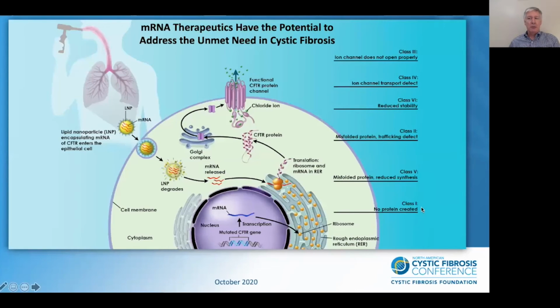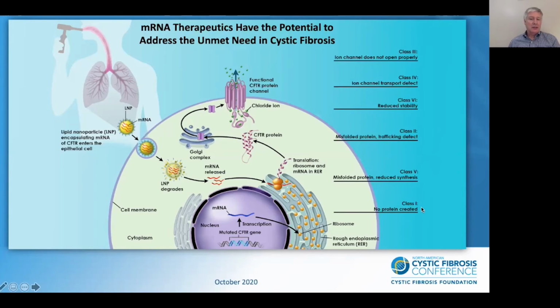Now, our approach to using mRNA to do this is described here. We start in the top left-hand side of this figure with this individual. They're inhaling an mRNA which is encapsulated in a protective lipid nanoparticle. When this enters the lungs, it is taken up by cells, and you can see, following the arrows, how as the LNP degrades, the mRNA is released from that lipid nanoparticle.